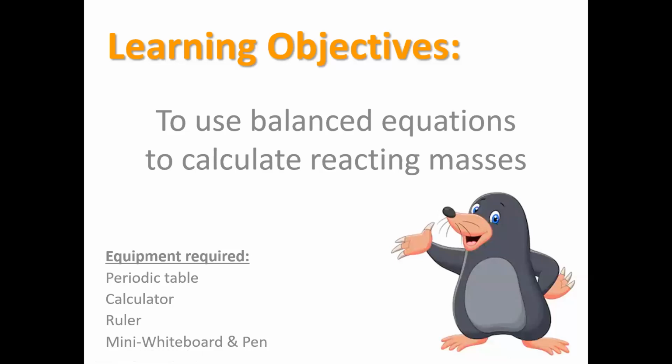The learning objectives for today's tutorial are to use balanced equations to calculate reacting masses. Now, the equipment that you require for today's tutorial is a periodic table, a calculator, a ruler, a mini whiteboard if you have one, and a pen. If not, a piece of paper and a pen is fine.